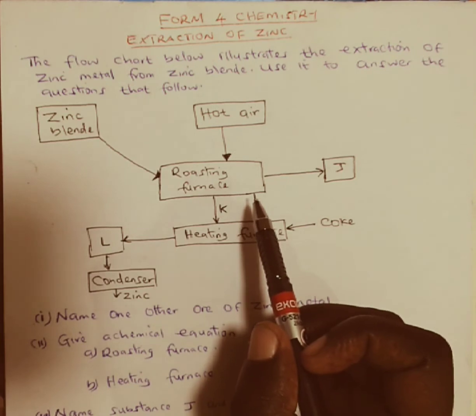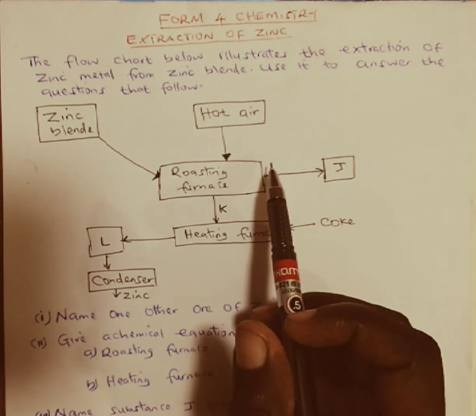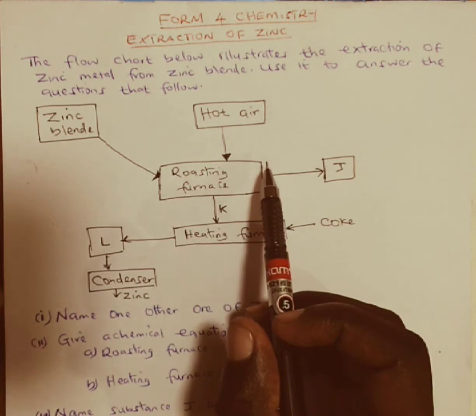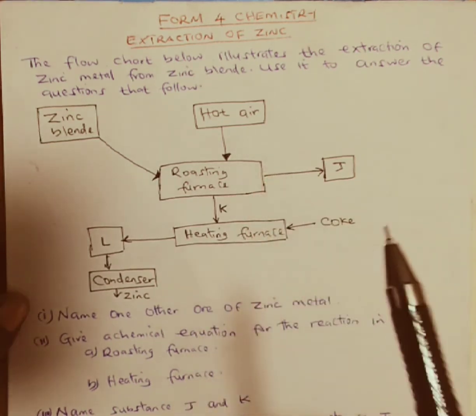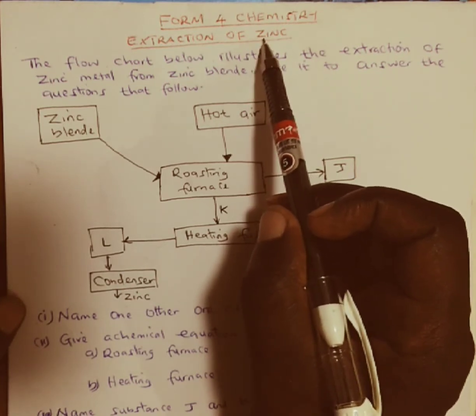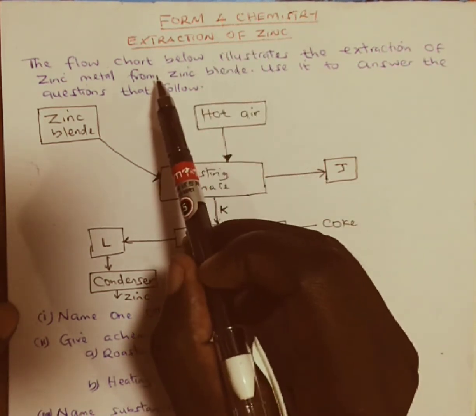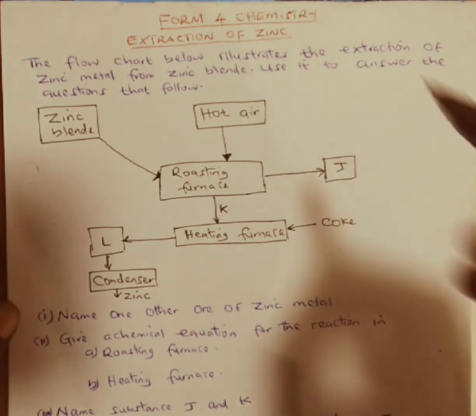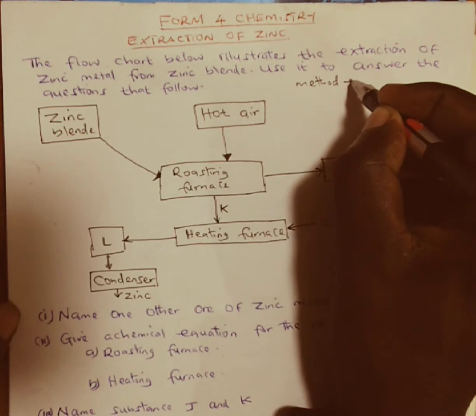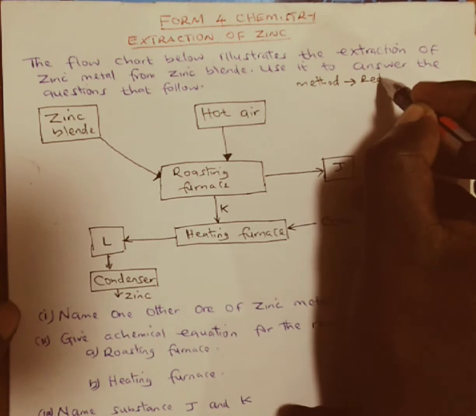Previously we looked at the introduction to the extraction of metals, and today we are going to look at the extraction of zinc metal. Remember, zinc metal is a metal which lies in the middle of the reactivity series, and therefore the method of extraction is reduction. So the method that we are going to use to extract zinc is reduction.